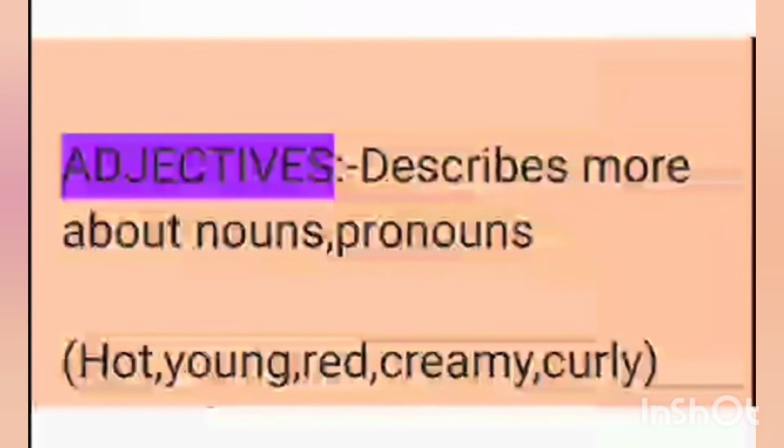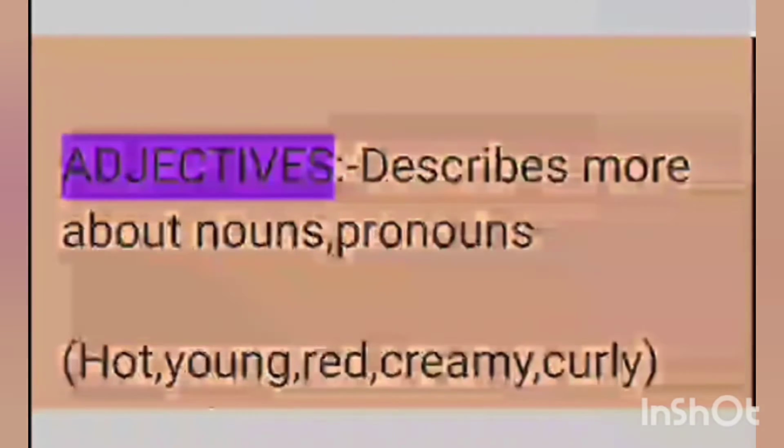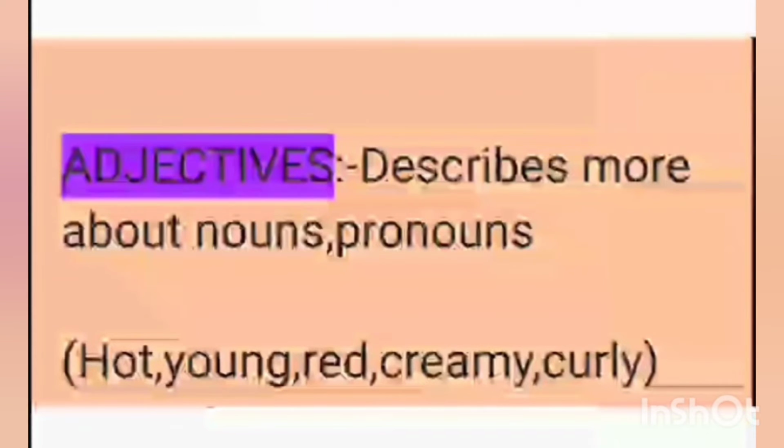Our next word class is adjective. What are adjectives? Adjectives are words that are used to describe nouns and pronouns, that give more information about nouns or pronouns. Examples: hot, young, red, creamy, curly. These words are adjectives that give more details regarding the noun.